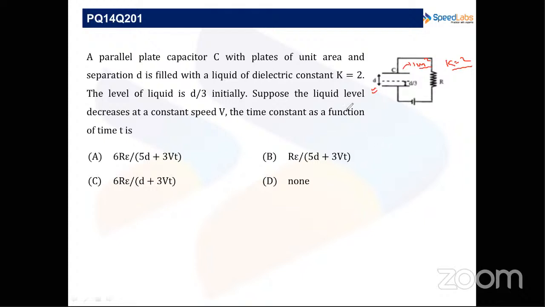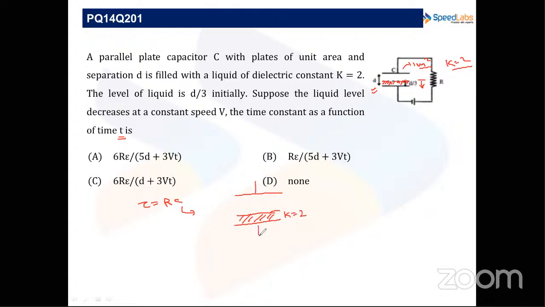Suppose the liquid level decreases at a constant speed v. So if liquid is filled in this region, which is d by 3, it is also decreasing. Now he's saying write the time constant as a function of time t. So time constant, tau is equal to RC. Now C, you can say it is made up of two capacitors, one which is filled by dielectric constant K equal to 2 and another which is empty, right?